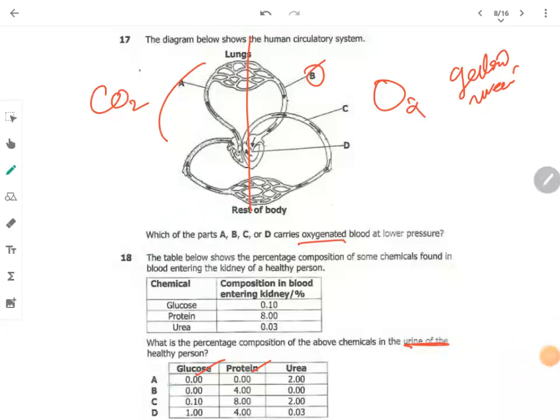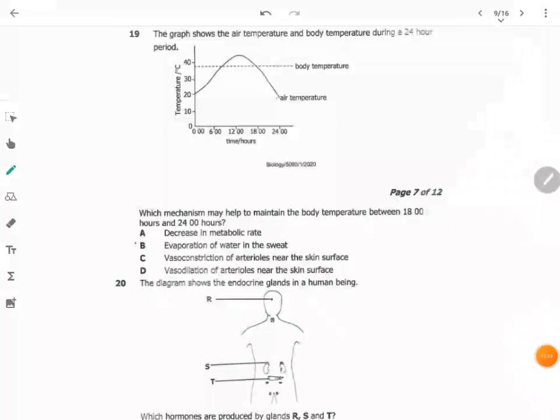So here the answer is A. Question 19 says, the graph shows the air temperature and body temperature during a 24-hour period. You can see that the body temperature is very high, while the air temperature is moderate. Which mechanism may help to maintain the body temperature between 18 hours and 24 hours? Now 18 hours is here and 24 hours here.